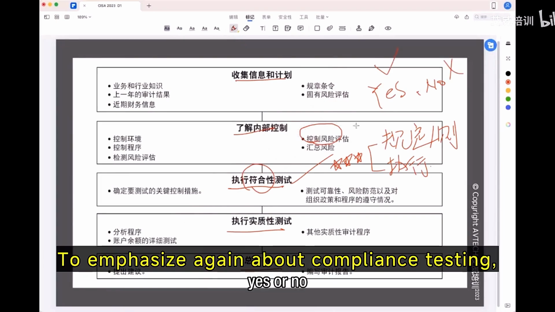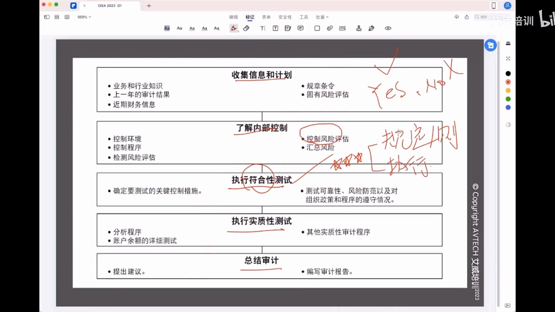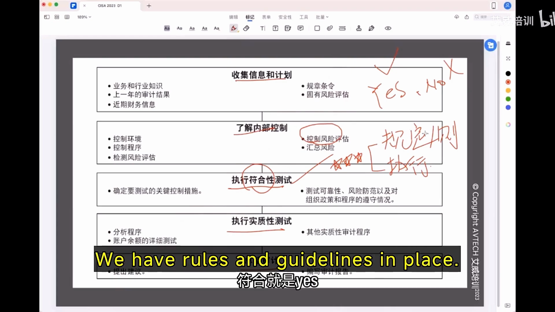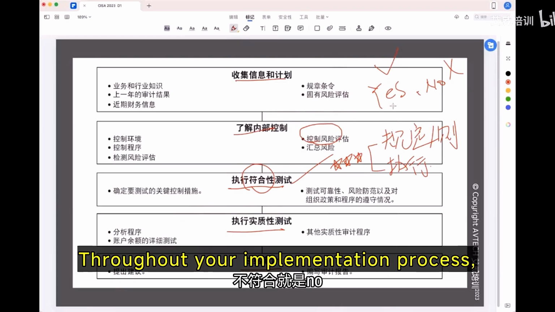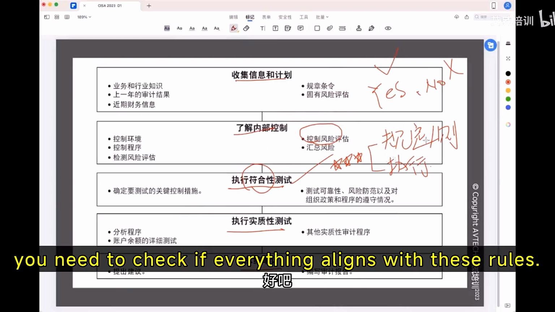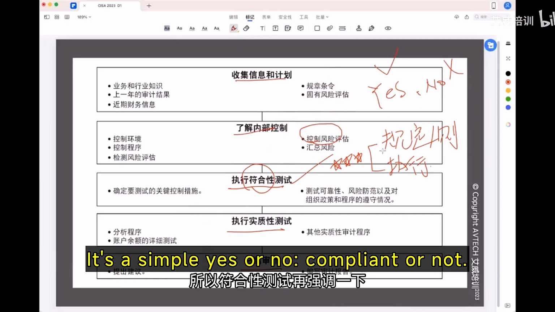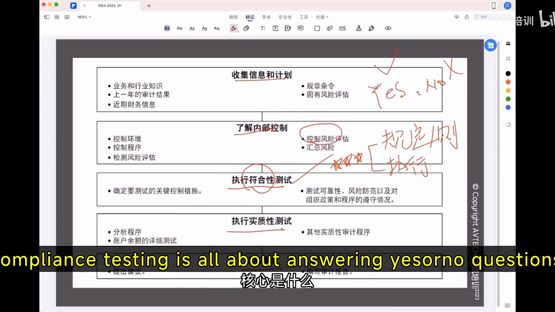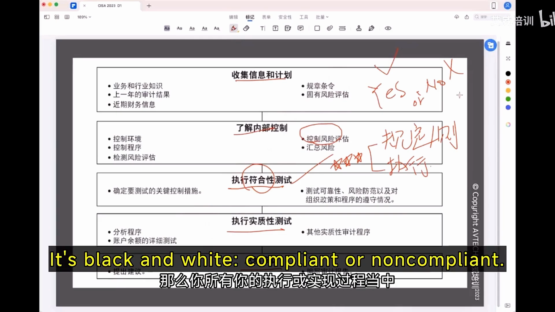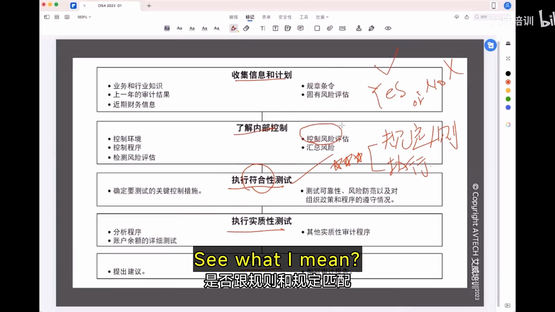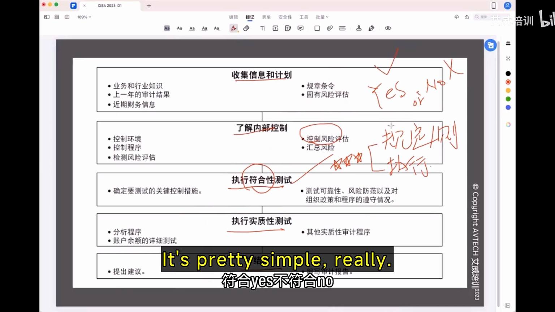Alright, to emphasize again about compliance testing. What's the key point? We have rules and guidelines in place. Throughout your implementation process, you need to check if everything aligns with these rules. It's a simple yes or no, compliant or not. Compliance testing is all about answering yes or no questions. Got it. It's black and white, compliant or non-compliant. See what I mean? It's pretty simple, really.